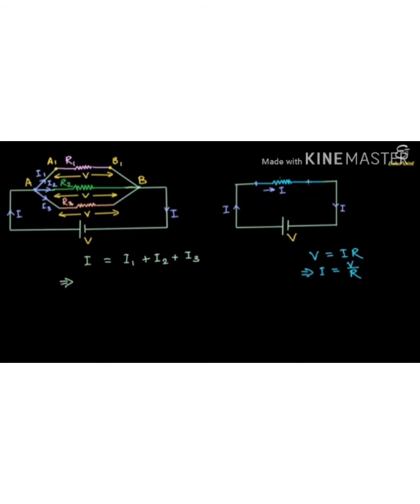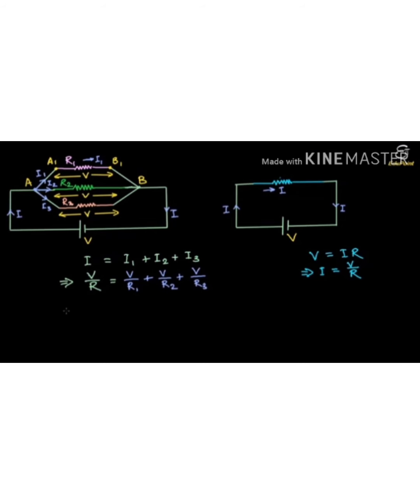Here the potential difference is V. So equivalent resistance R, current I is flowing through it. So we can write V by R is equal to, when the current across R1 is I1, so I1 equal to V by R1. Substitute that there, V by R1. Similarly across R2, V by R2, and similarly across R3, V by R3.